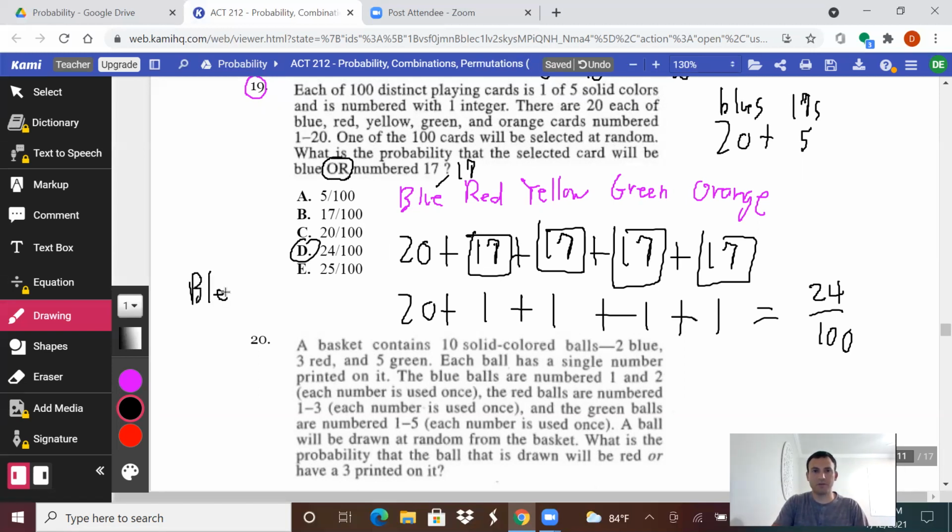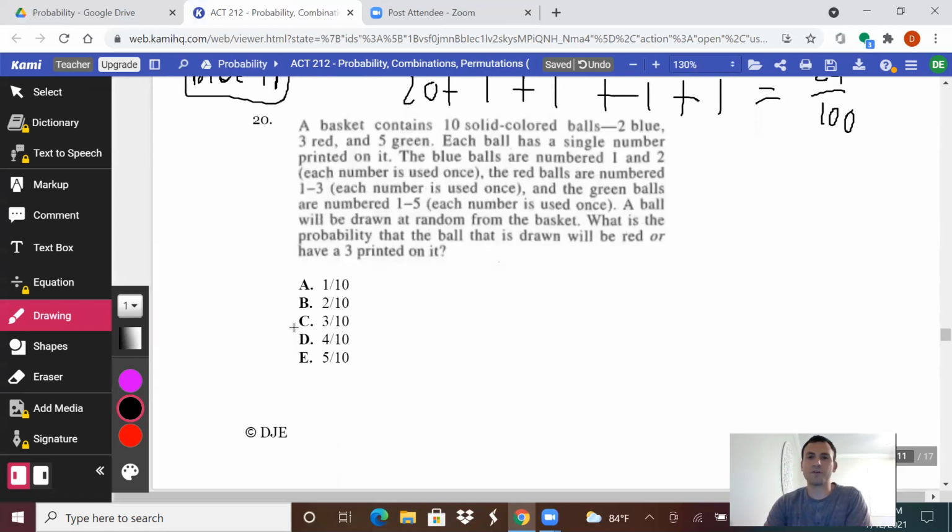And the blue 17 can't count for 2 cards. It's just 1 card. So we already counted the blue 17 when we counted the blues. That's why we only have 24 cards that we can get, and not 25. Okay. Hopefully that makes sense.